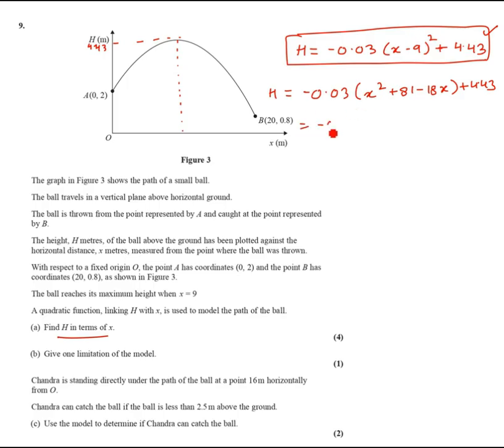Now if we expand this, so minus 0.03 x squared and then minus 0.03 times 81 plus 4.43, that gave me 6.43. So plus 6.43, and then we do minus 0.03 times minus 18. So minus minus becomes plus, so it will be plus 0.54x. That's another form of H. You can quickly check the answer.